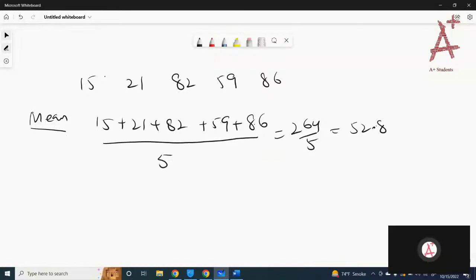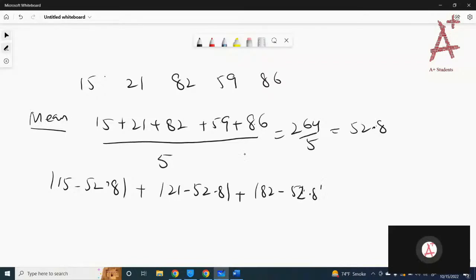Now just subtract the mean from all the values that are given in the data. Got it? And add them. 15 minus 52.8 plus 21 minus 52.8 plus 82 minus 52.8 plus 59 minus 52.8 plus 86 minus 52.8. Got it? Just subtract all the values.